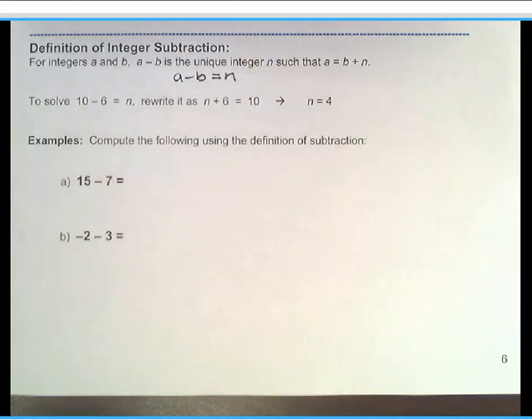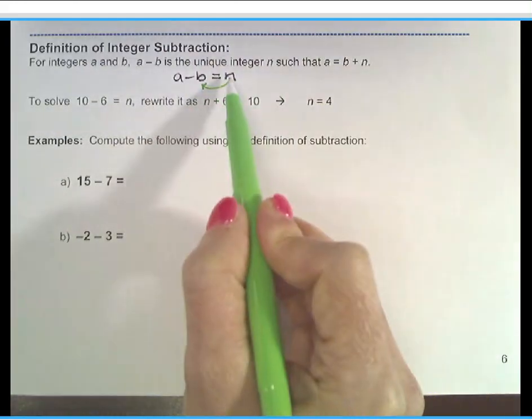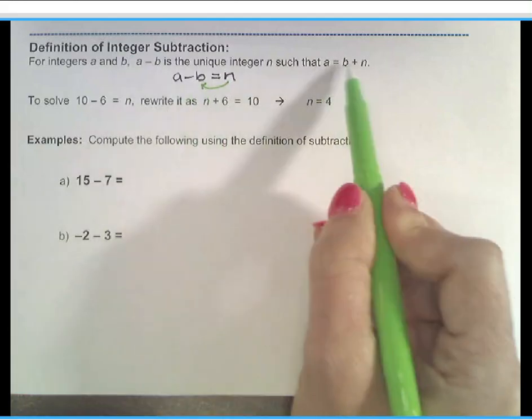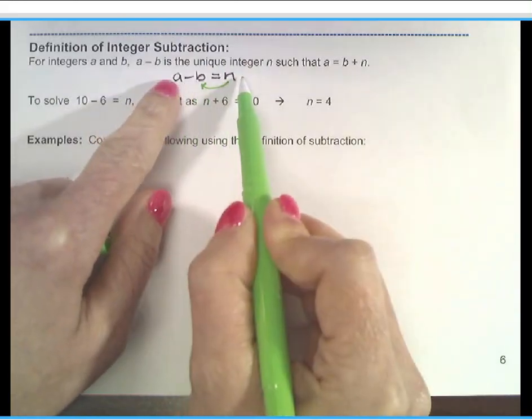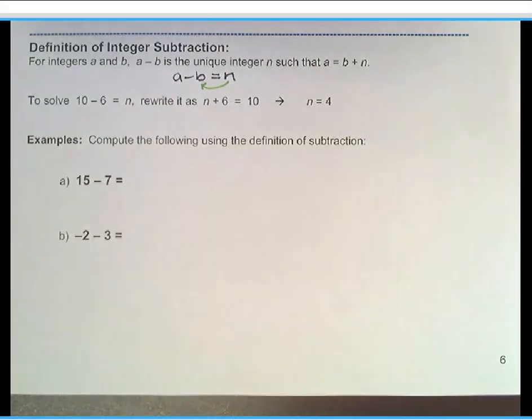And if you read this backwards, it's like saying n plus b is equal to a, and that's what this says. Think about it. If you were trying to solve for a, wouldn't you add b to both sides? That's what they did here. It sounds fancy, but it's really just basic solving. So what this is saying is you can turn the problem around from a subtraction problem into an addition problem. And so actually they define subtraction as addition, which is really interesting.